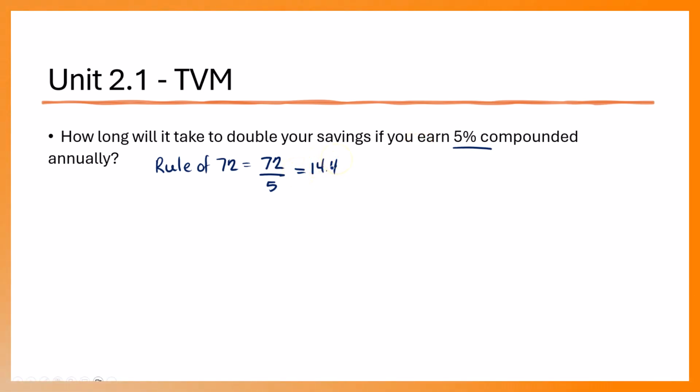But now let's look at the exact, using our time value money parameters. N is what we're trying to solve for. IY is 5%. There's no cash flows here. We know we want to double our money. I'm going to put PV as negative $1. Payment is 0, and FV is 2.